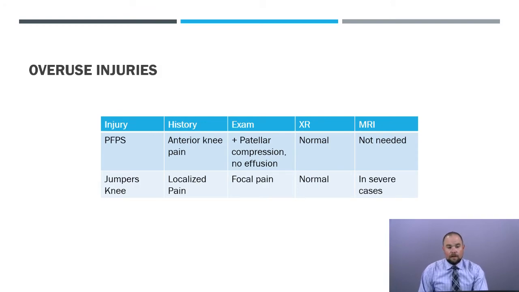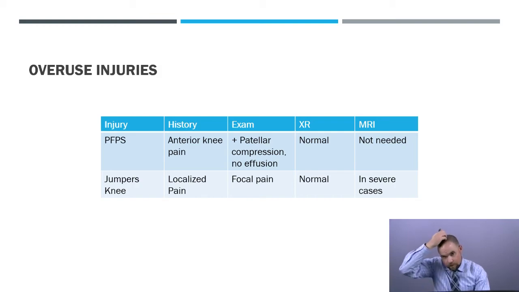Overuse injuries in the knee, so really the most common cause of pain in general, as far as the knee pain comes in, is patellofemoral syndrome. They're going to have anterior knee pain. They'll have a positive patellar compression test. There typically is not an effusion unless they're starting to develop some of that more significant chondromalacia of the articular cartilage. X-rays would be normal.